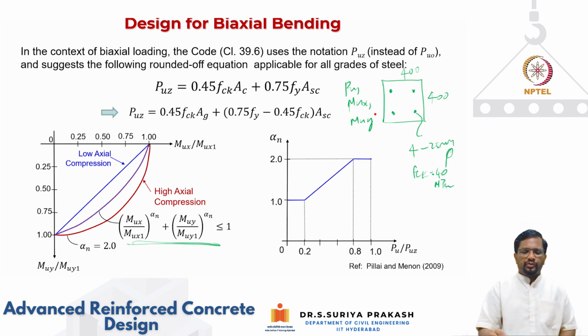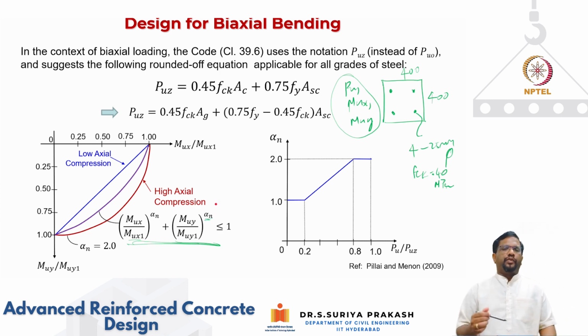Now, how do you use this load contour method? These things are given to you. Now I need to find Mux1 and Muy1. I also need to find what alpha is. Okay, so that's what we are looking at now.